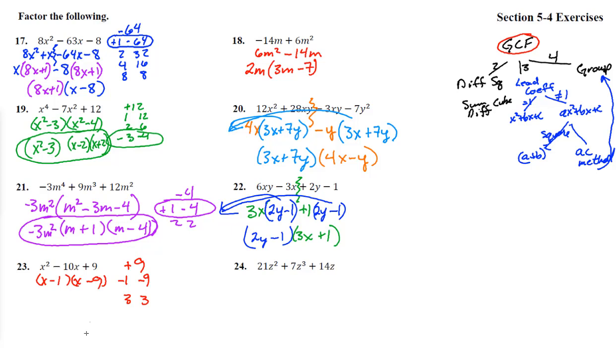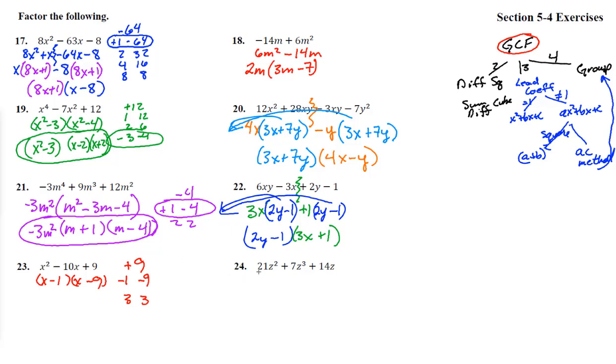x minus 9. Now you might be tempted to try a difference of squares here, but you'll notice the first term is just an x. So these can't go any further. You're down to x minus 1, x minus 9. Fantastic. All right. The last one then.